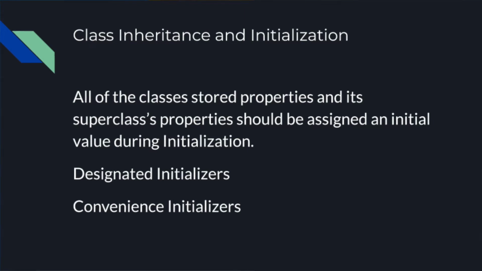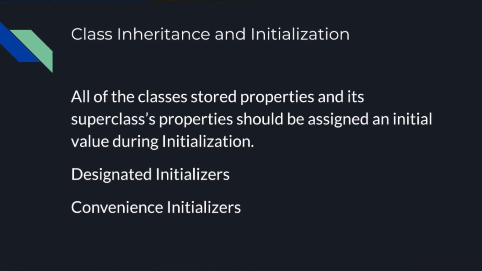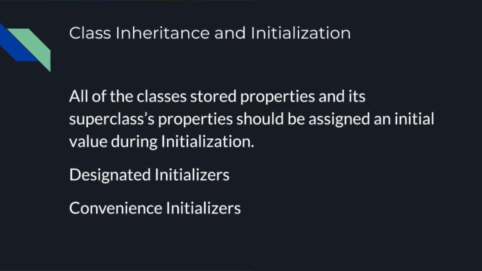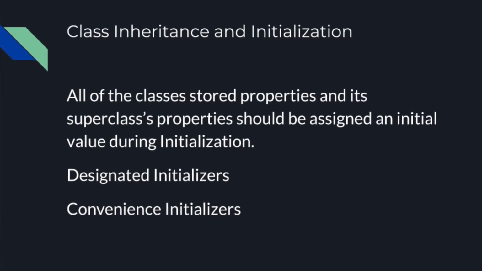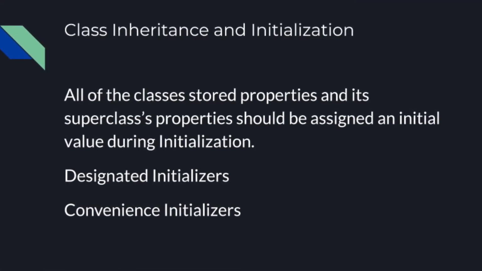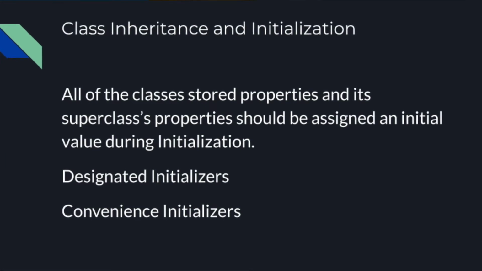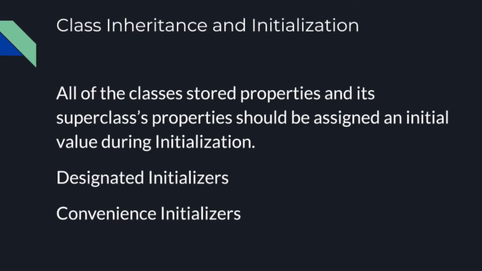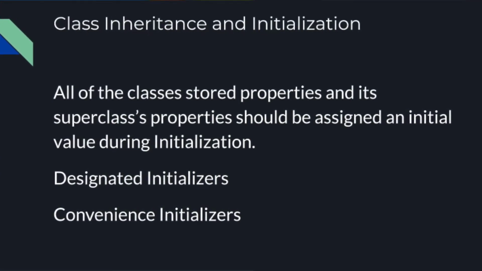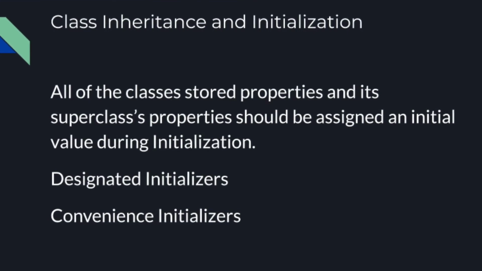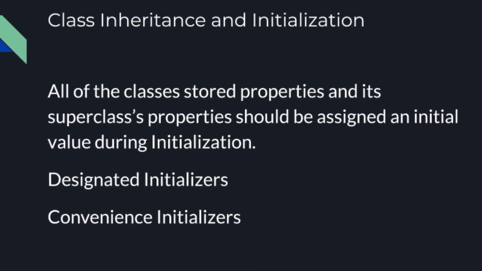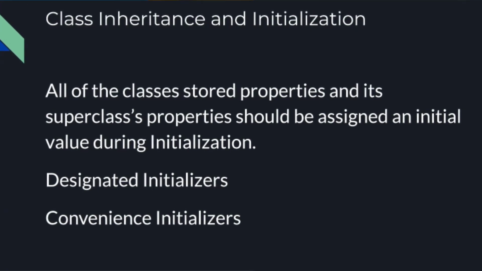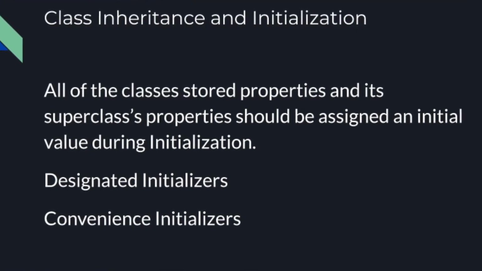Next we can check how the delegation works in the class type. Before that we need to check the class inheritance and initialization. All of a class's stored properties, including any properties that the class inherits from its superclass, must be assigned an initial value during initialization. Swift defines two kinds of initializers for class types to help ensure all stored properties receive an initial value. These are known as designated initializers and convenience initializers.